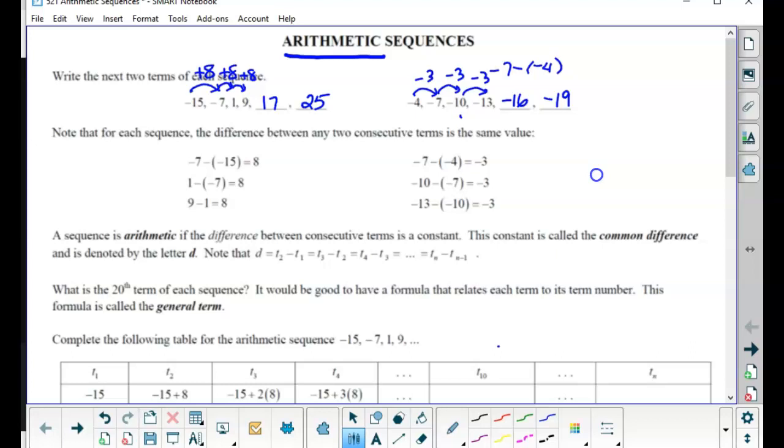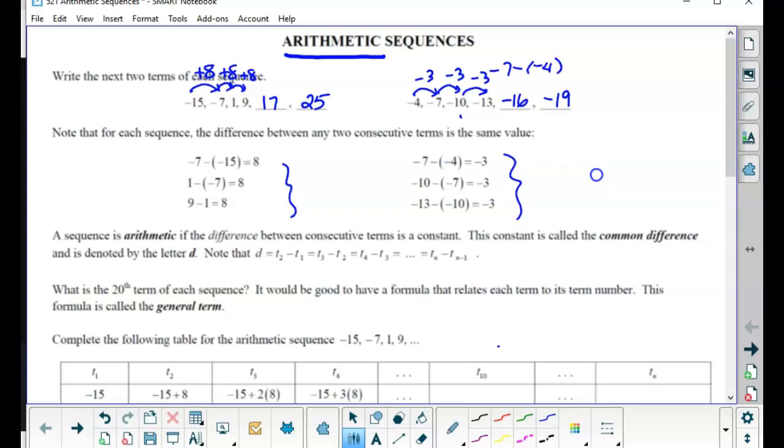So note that for each sequence, the difference between any two terms is the same value, right? So that's written out. A sequence is arithmetic if the difference between consecutive terms is a constant. This constant is called the common difference, and the letter D for difference is used.